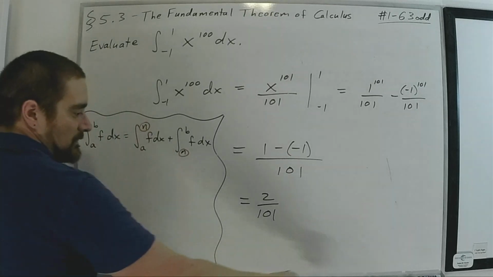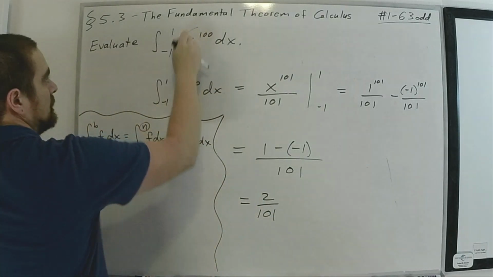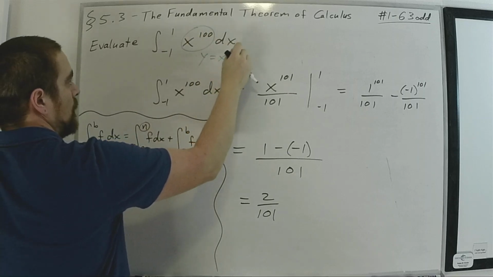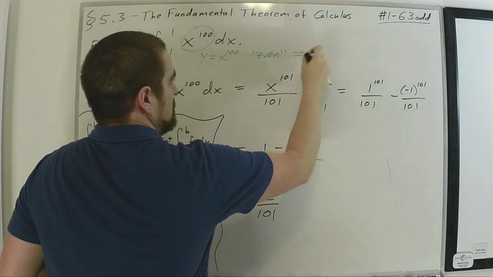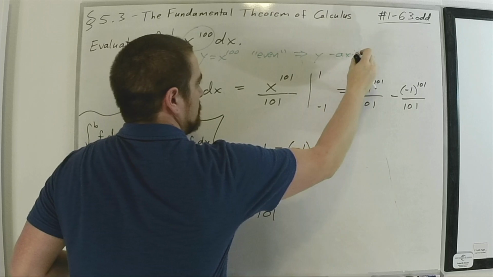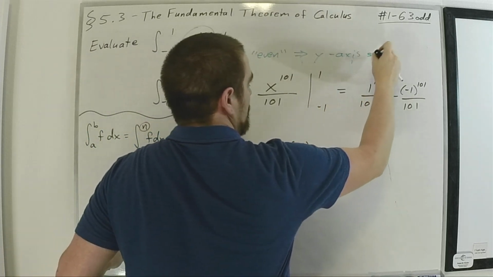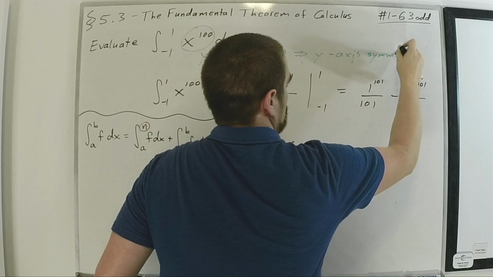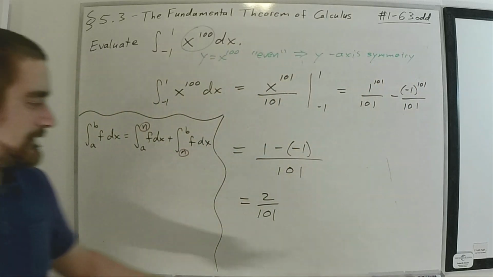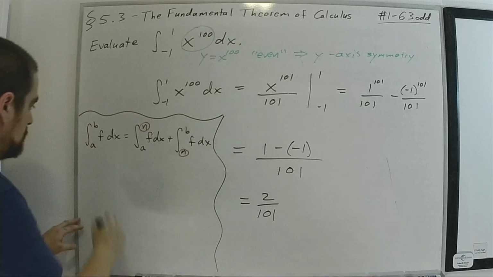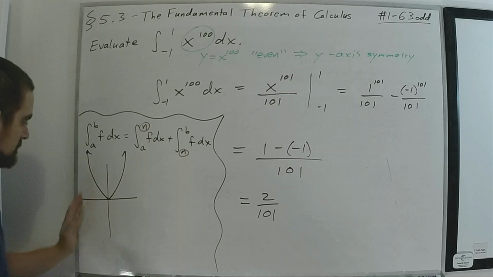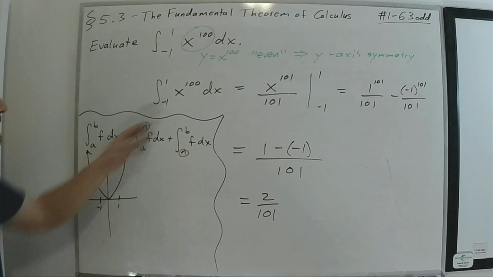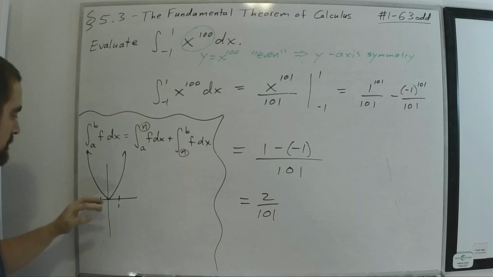What I'm going to do is say, well, this is an even function. Right? y equals x to the 100, since it's an even power. This is what we call an even function, which means it has y-axis symmetry. So it is symmetric about the y-axis, meaning that when I integrate a function like this, it's going to have the same symmetry to the left and to the right. Now, the graph of x to the 100 shoots up very sharply, so it's actually steeper than this, but I'm just giving you an idea here.